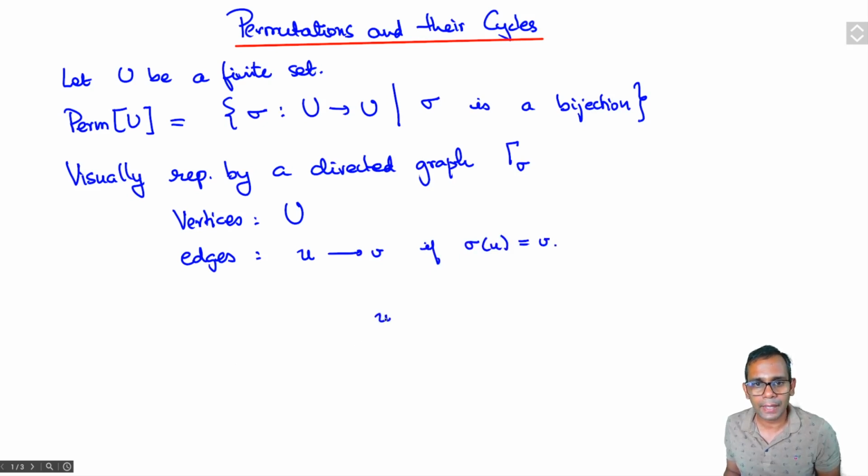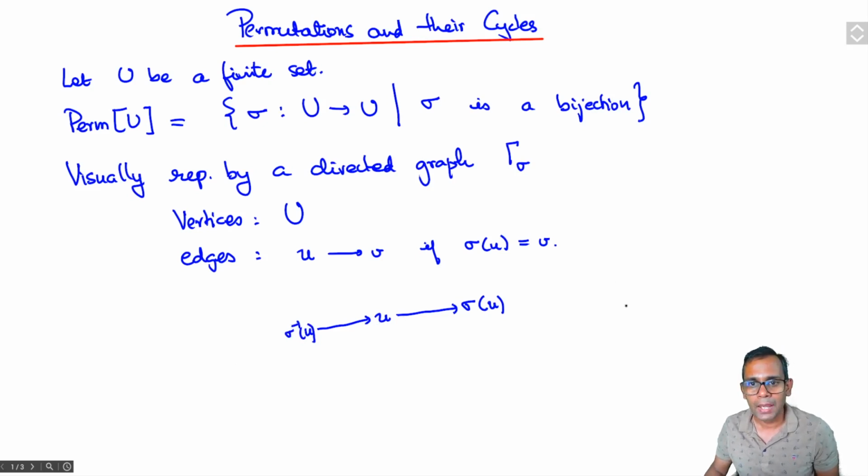Now, if you take any vertex U in this graph, then there's a unique out edge because sigma is a bijection, and so there's a unique edge going out of U which must join U to sigma of U. And there's a unique in edge because U is again in the image of a unique element of U, and we can write that as sigma inverse of U. So every node has a unique in edge and a unique out edge.